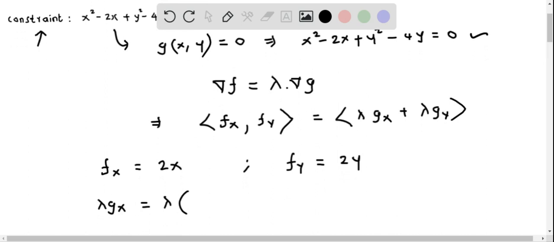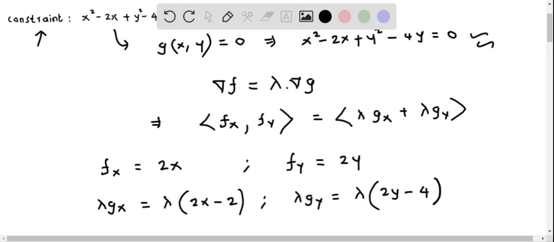So we have g(x, y) equals this equation. When you do the partial derivative, we will get 2x − 2, and the rest of them are y terms, so it's just this quantity. And similarly, I'm going to find lambda times g sub y, the partial derivative of g with respect to y. Here x² − 2x becomes 0, and then we have 2y minus the partial derivative of 4y, which is 4. So we get this expression.